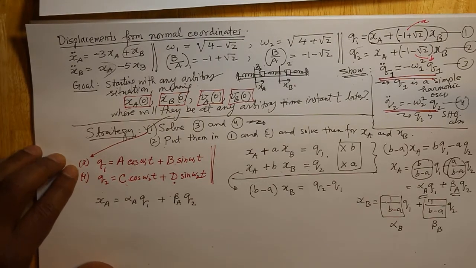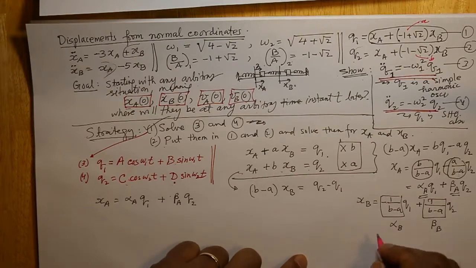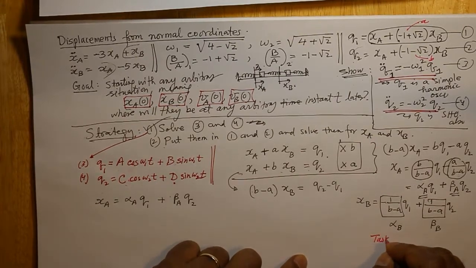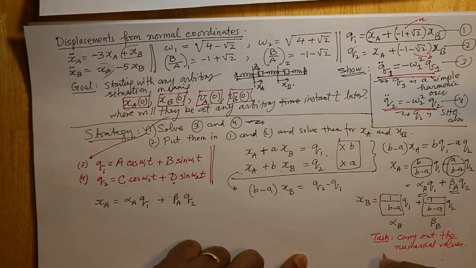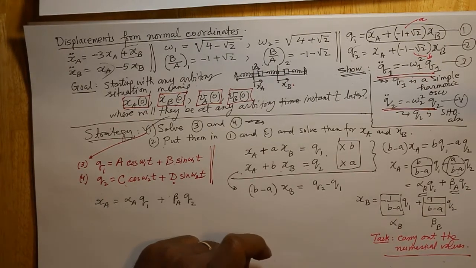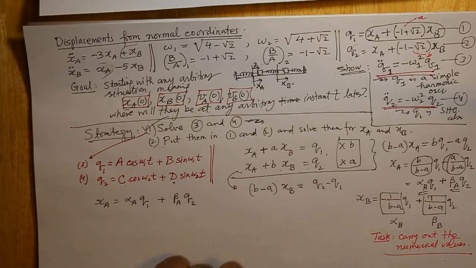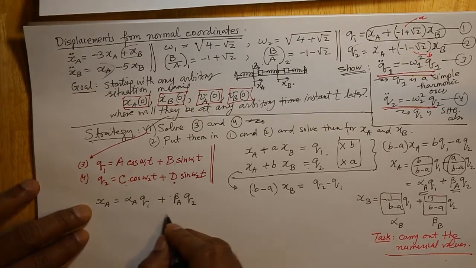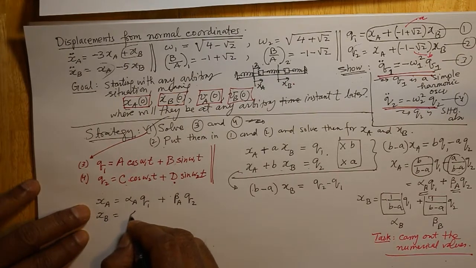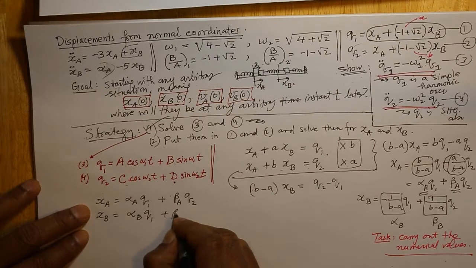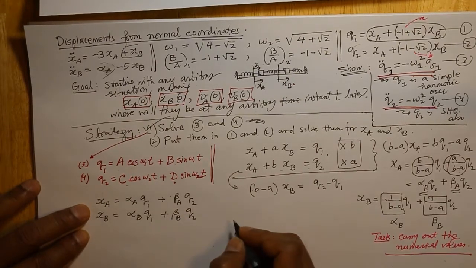Okay, what's my task to you? Your task is to carry out the numerical values as I show you the pattern in which the calculation goes. So xa is this, and xb is alpha_b q1 plus beta_b q2.